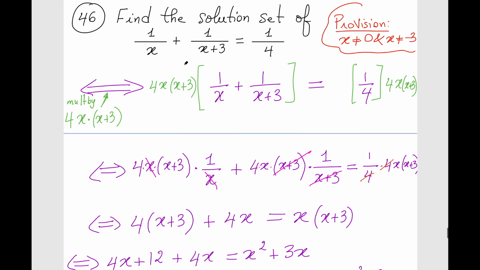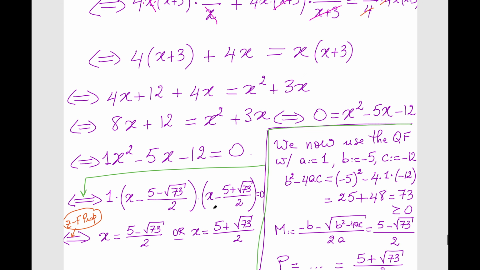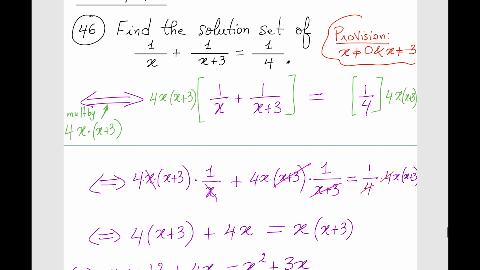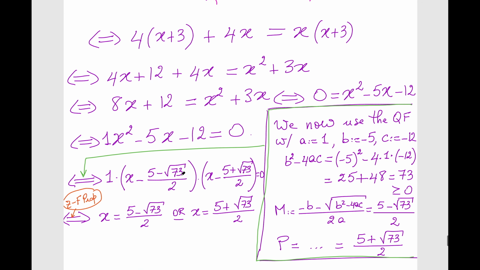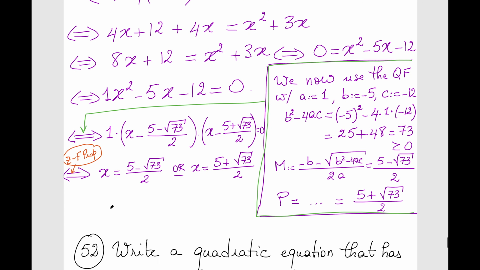Because as we said, this equation and this equation are the same as long as x is not negative 3 and x is not 0. And since this equation has these two guys as its solutions, then the initial equation is going to have those same guys as its solutions. Make sense? All right, so let's conclude.